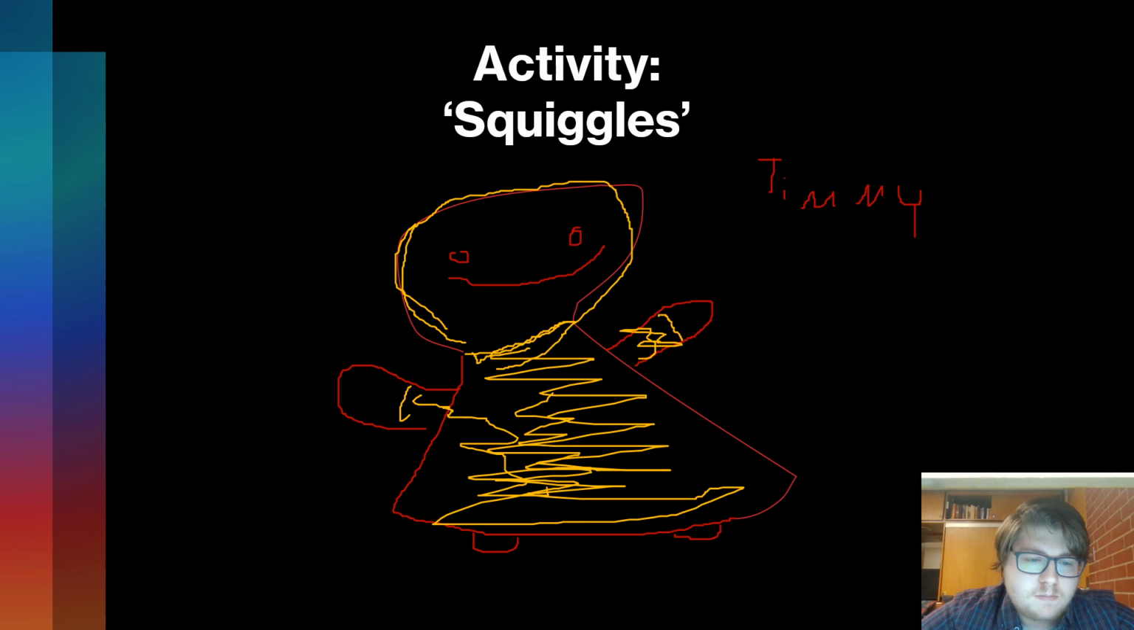For this, you might add a background. What would your character be doing in that situation? And you can talk to your partner about that.